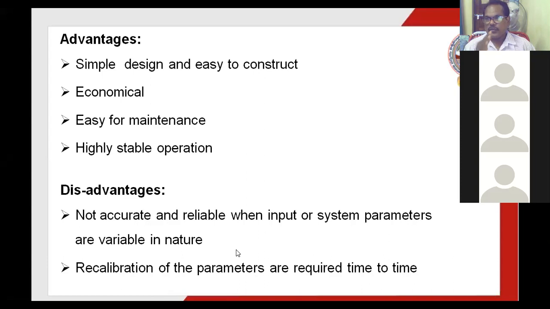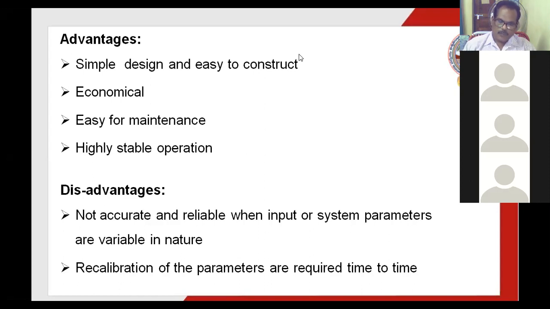Calibration is nothing but to set the measured quantity as minimum as possible. That is sometimes what we call calibration. So here in the open loop system, the calibration is always done repeatedly, from time to time, to recalibrate the parameters of the system. So this is about the open loop control system.